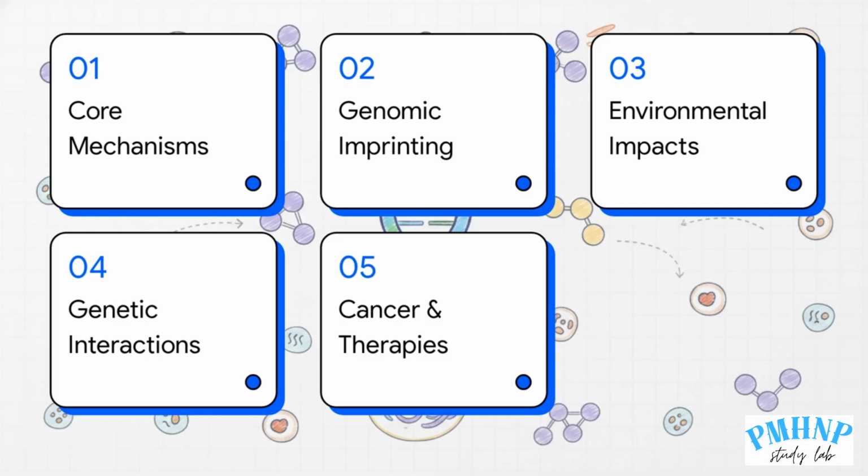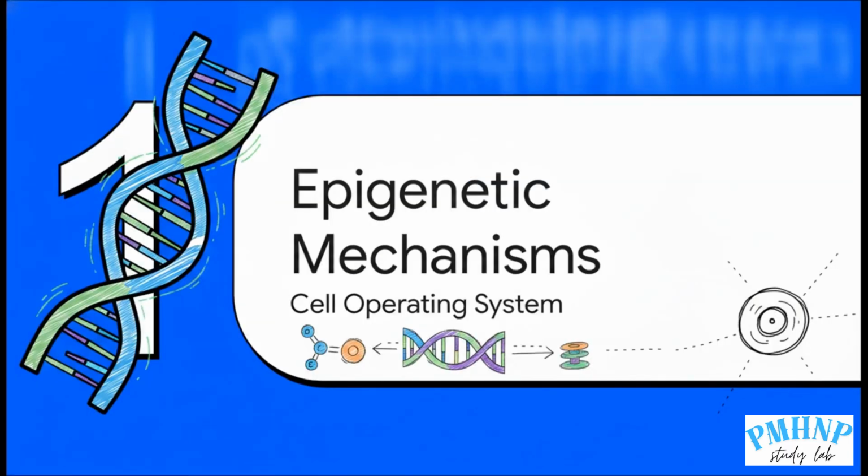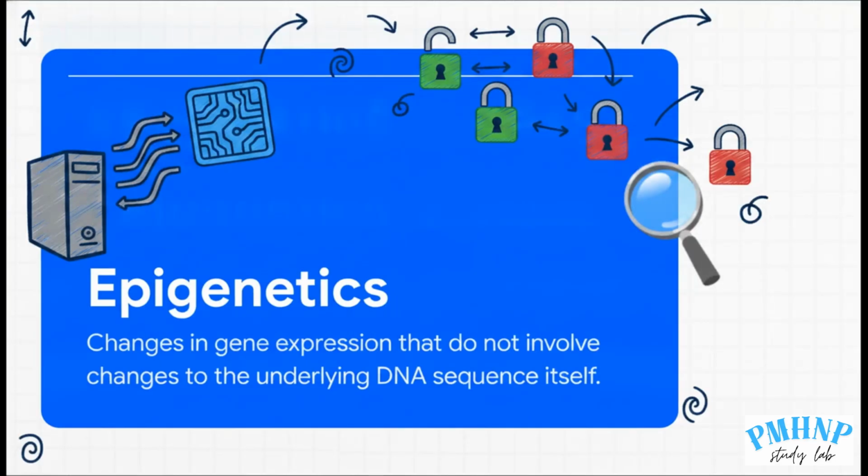Let's get into it. Section 1. Core epigenetic mechanisms. So before we can even touch the diseases, we have to define what epigenetics actually is when we're looking at our cellular machinery. At its absolute core, epigenetics is all about changes in gene expression that do not involve altering the underlying DNA sequence itself.